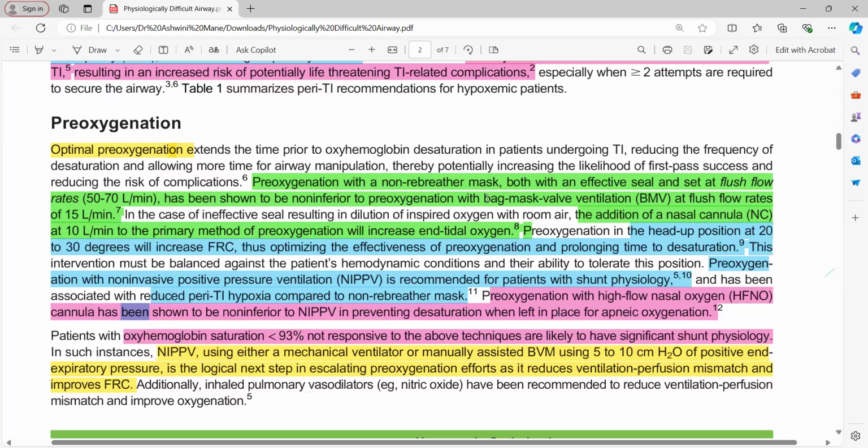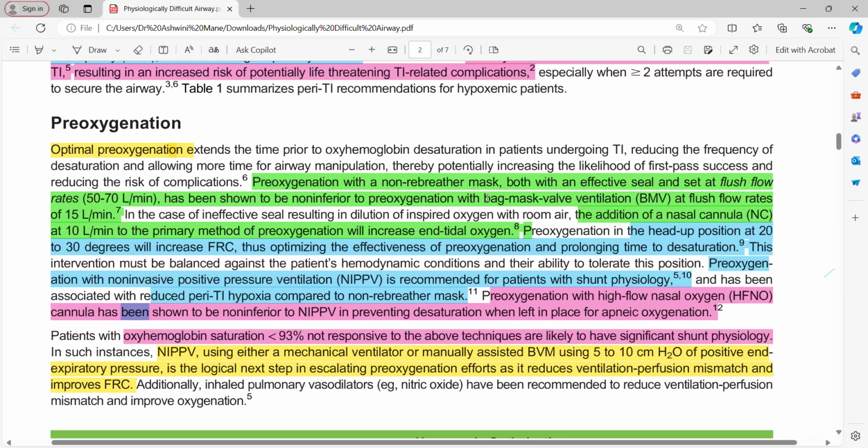The first intervention that we need to do to reduce the incidence of hypoxemia is pre-oxygenation. We should optimally pre-oxygenate the patient if we know that it is going to be physiologically difficult. Pre-oxygenation with a non-rebreather mask with an effective seal, set at a flush flow rate of 50 to 70 liters per minute, has been shown to be non-inferior to pre-oxygenation with bag mask ventilation at a flush flow rate of 50 liters per minute. In case of an ineffective seal, we can add a nasal cannula at 10 liters per minute to whatever primary method we are using, either a non-rebreather mask or bag mask ventilation.